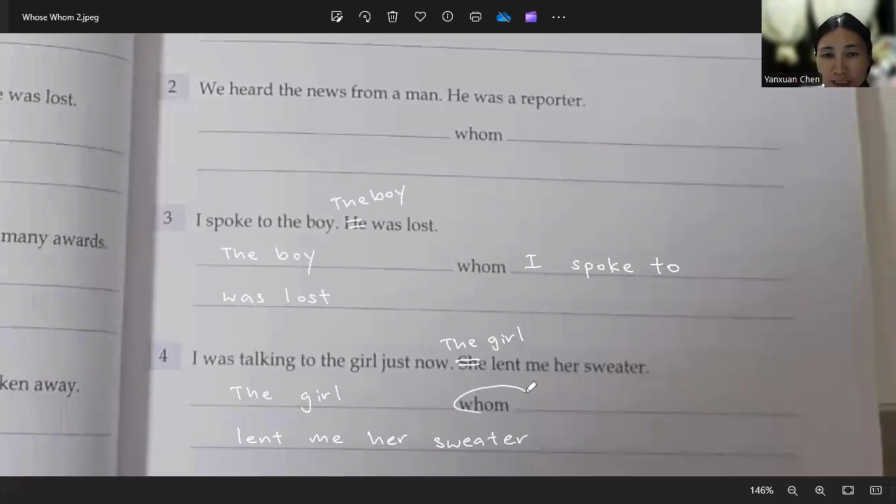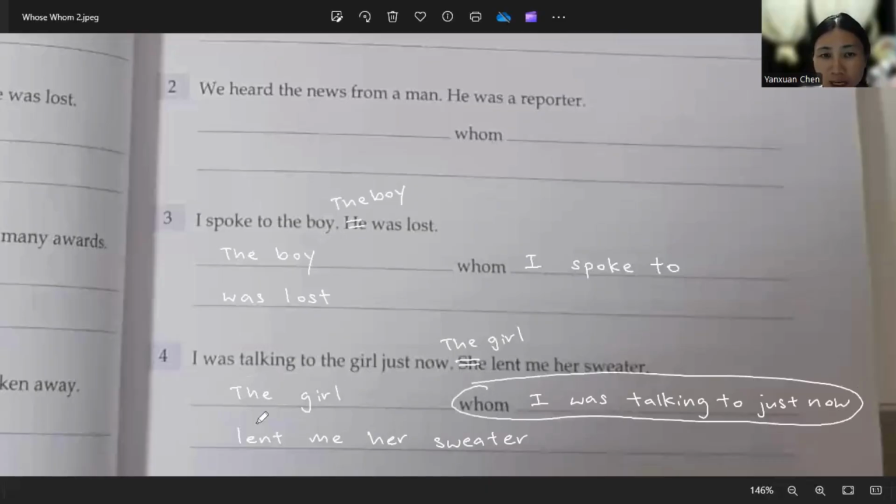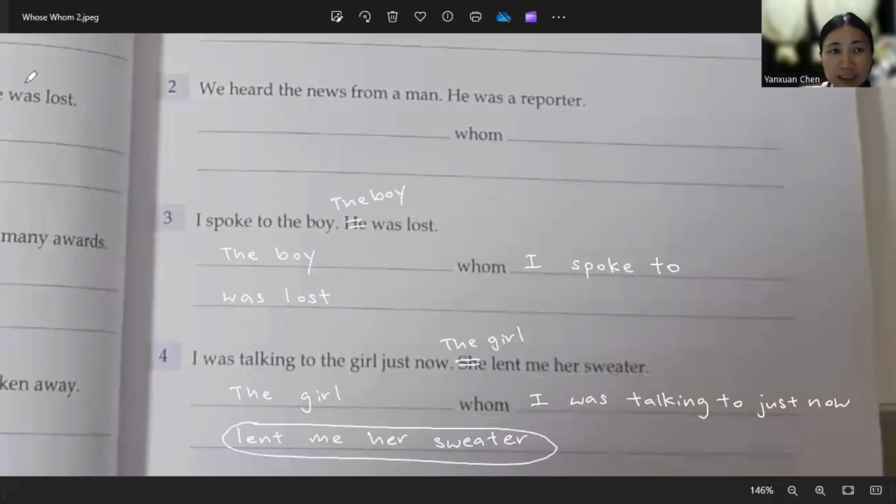And here we'll be inserting the first sentence and it should be an action. So the action is that I was talking to the girl. So you should insert I was talking to just now. Okay, so the answer is the girl whom I was talking to just now lent me her sweater.